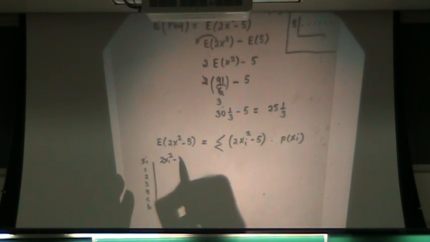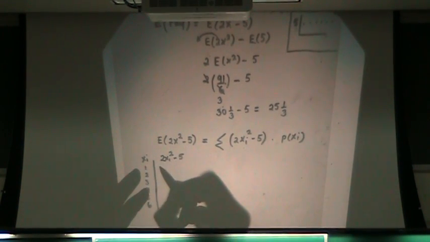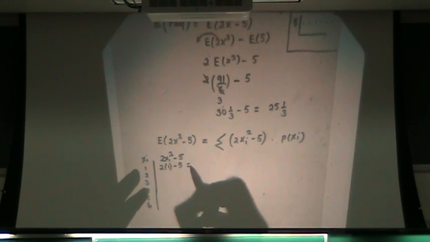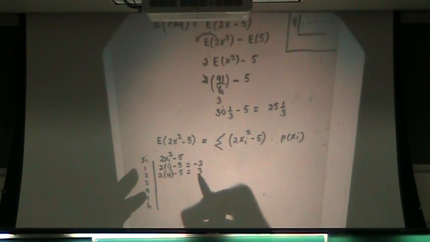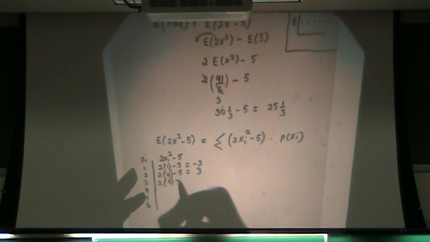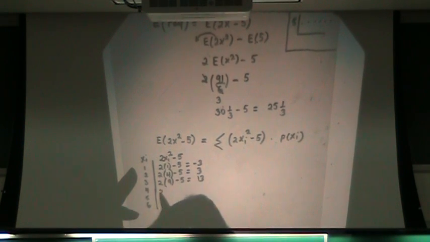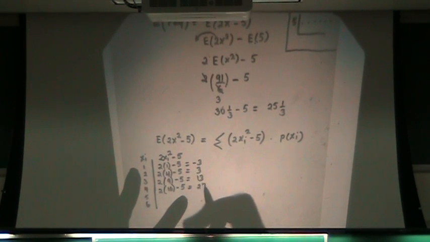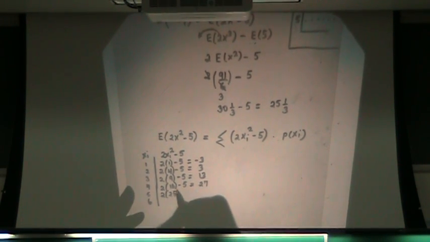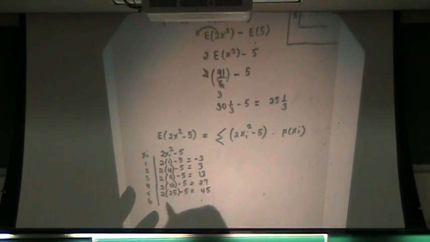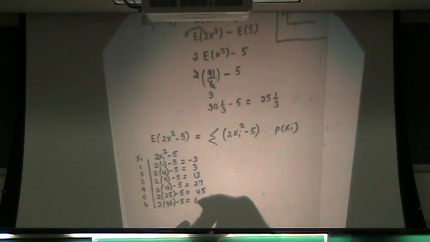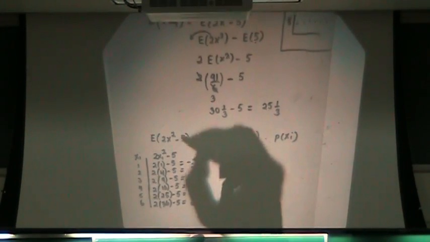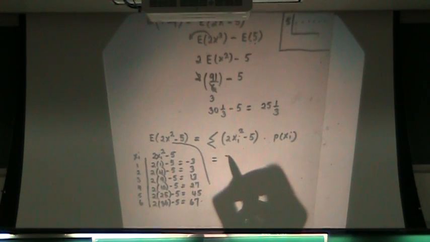2xi squared minus 5. So 2 times 1 minus 5 is negative 3. And 2 times 4 minus 5 is 3. And 2 times 9 minus 5 is 13. And 2 times 16 minus 5 is 32 minus 5 is 27. And 2 times 25 minus 5 is 45. And 2 times 36 minus 5, 72 minus 5 is 67. And so then here, I would have negative 3.